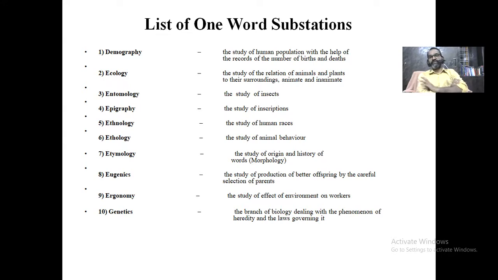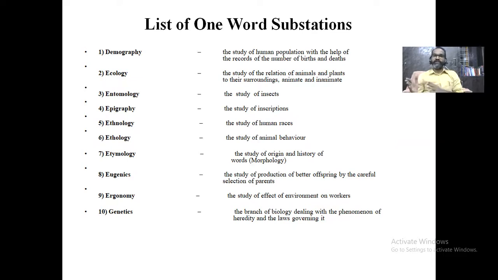So demography is the study of human population with the help of the records where birth rates and death rates are taken. These records are available in villages, gram panchayats, municipalities, DHMs and local bodies. So instead of using two sentences, we can use demography. Next, ecology.